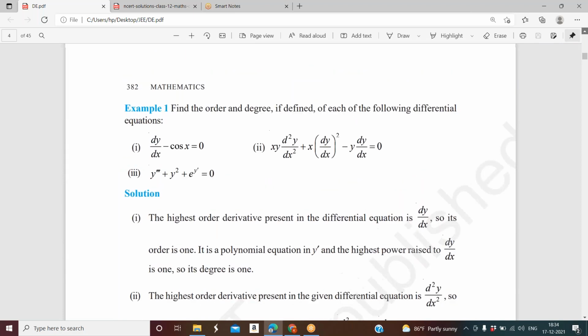See example 1. Find the order and degree, if defined, of each of the following differential equations. The first one: dy by dx minus cos x equal to 0. And the second is xy into d square y by dx square plus x into dy by dx the whole square minus y into dy by dx equal to 0.